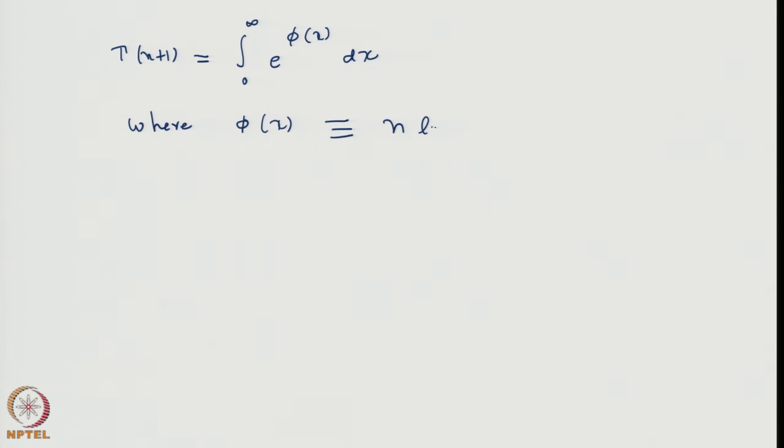We can rewrite the same thing as gamma n plus 1 equal to integral 0 to infinity e to the power phi x dx, where phi x depends on n also, where phi x will be defined as n log x minus x.